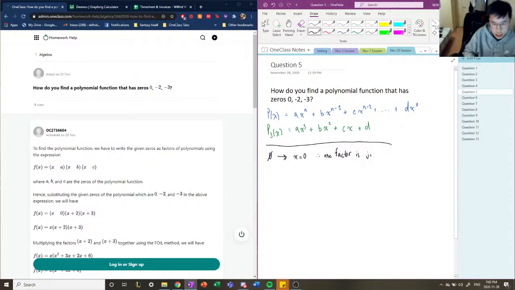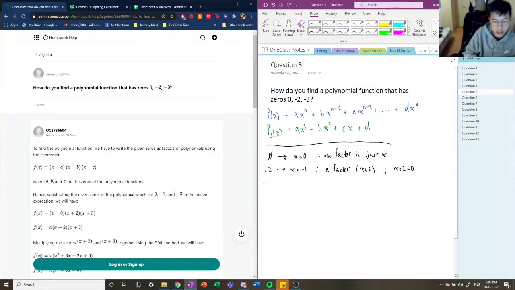Okay, what about our zero of -2? So that means x equals -2, then our formula equals 0. So p of whatever equals 0. Okay, so therefore, a factor that is possible for this is x plus 2, right? Because if you think about it, x plus 2 equals 0. So what makes this equation equal to 0 when x equals -2? Okay, so a factor is x plus 2.